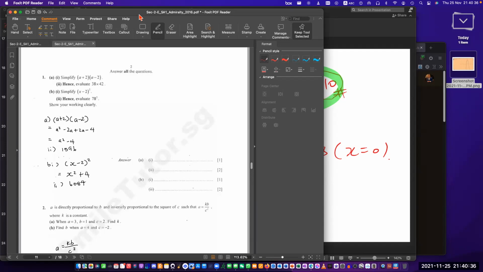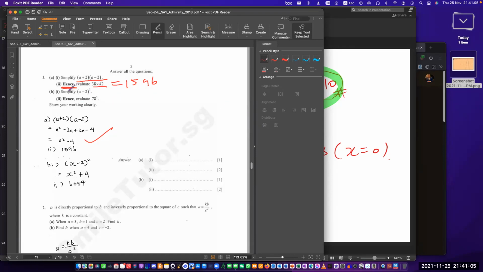We stopped at, we finished paper 1. Now, over here it says simplify this. Of course, to simplify, you just have to do expansion. Once you do expansion, then evaluate. How do you evaluate this? I don't know how you got 1596, but you are not allowed to use the calculator because of the word "hence" here. You know what's the meaning of hence?